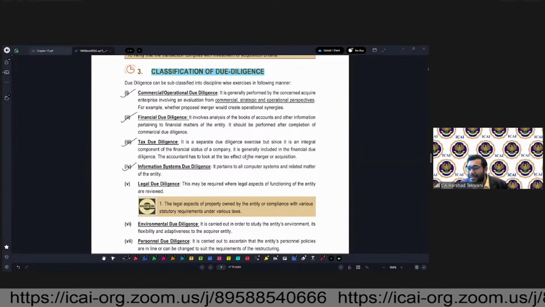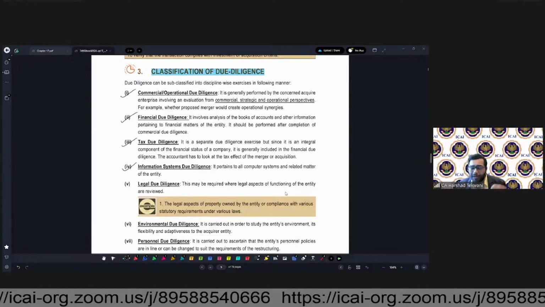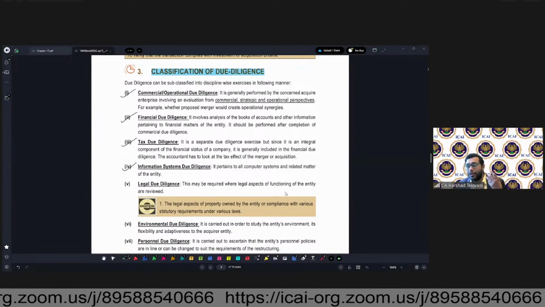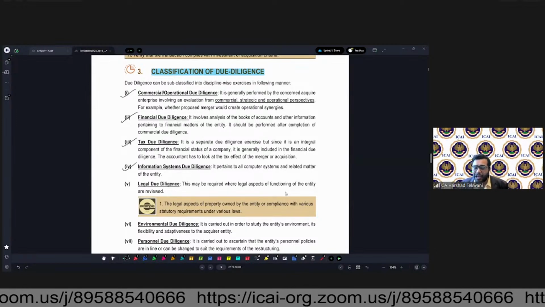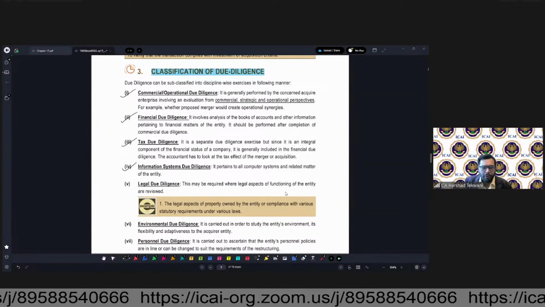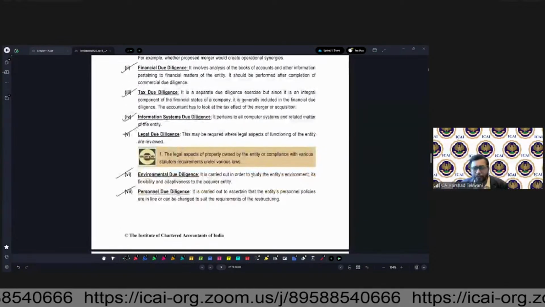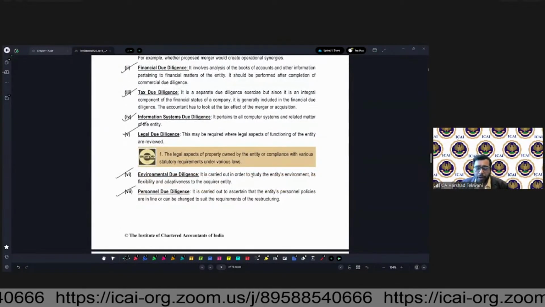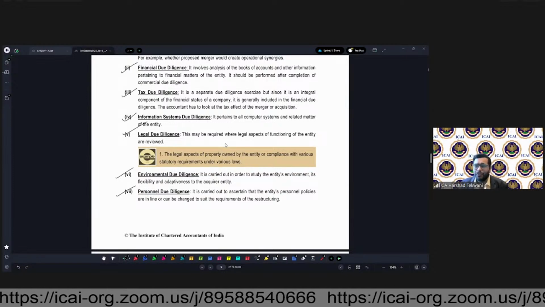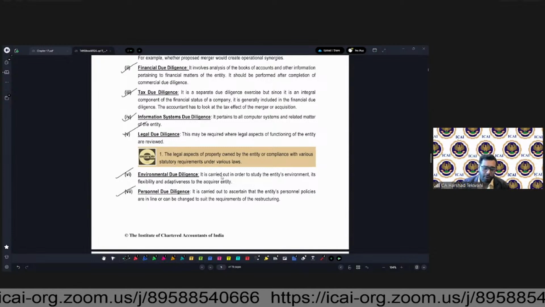IS, information system due diligence, is the one to identify what systems are being used, what the IT infrastructure of the company is, and whether it can be combined with the existing IT infrastructure. A lot of things are there in IT due diligence. Then you have legal, environmental, personal. So these are the types of due diligences that are carried out to provide comfort to the buyer or the investor, or to identify the risk for the buyer in the transaction.